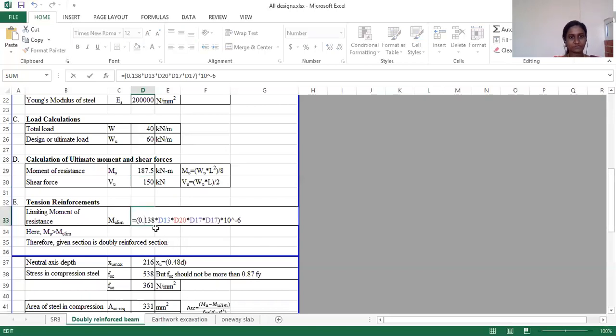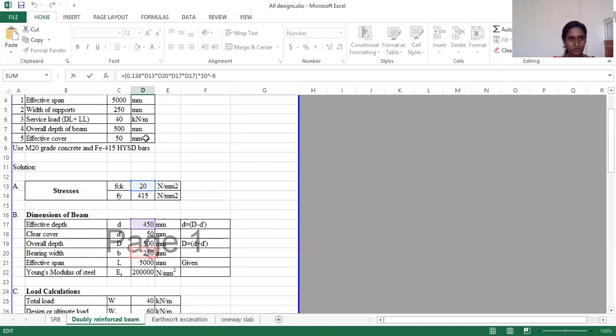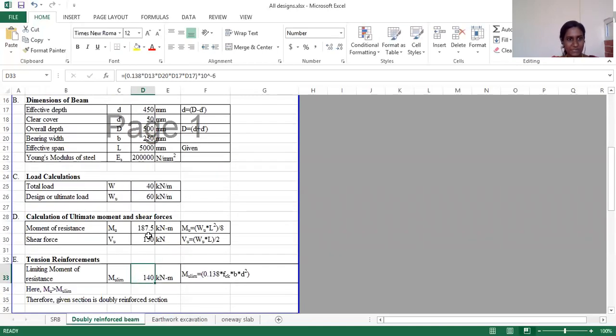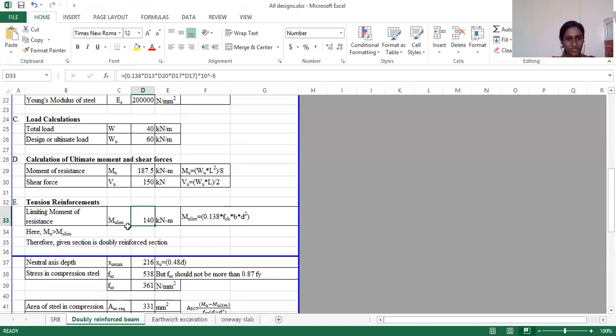So how will you calculate? 0.138 I have taken, 0.138 into fck bd square, right? So in D13 it is fck, and in D20 it is 250, fck, b, and d square. D17 is the effective depth you should take. Everything is in terms of millimeter. We have to convert it in terms of meter, so it is 10 power minus 6 we have written. So you'll get the Mu limit value.